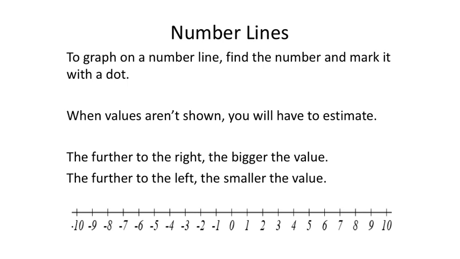To graph on a number line, find the number and mark it with a dot. That's the first number. When the values aren't shown, you will have to estimate. That's weird. The further to the right, the bigger the value. The further to the left, the smaller the value. So this last statement is an important one because sometimes when we compare something like negative 10 with 2, especially when we're getting used to this, students will say negative 10 is definitely bigger. Well, it's bigger in absolute value, but in actual value, it's less.